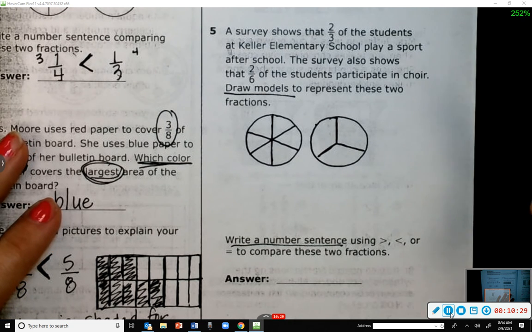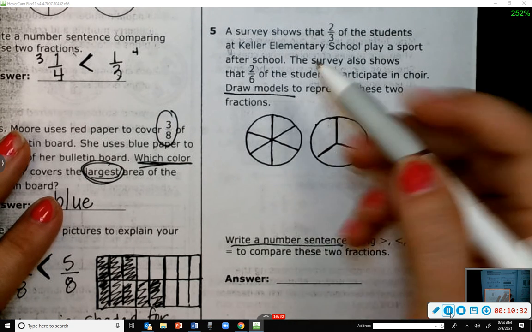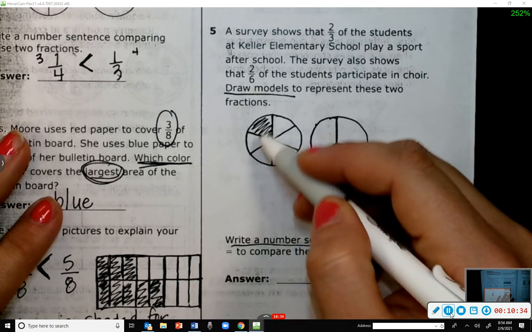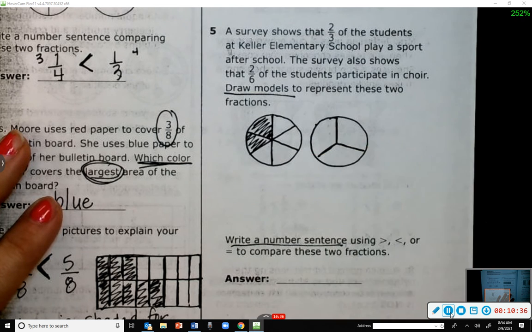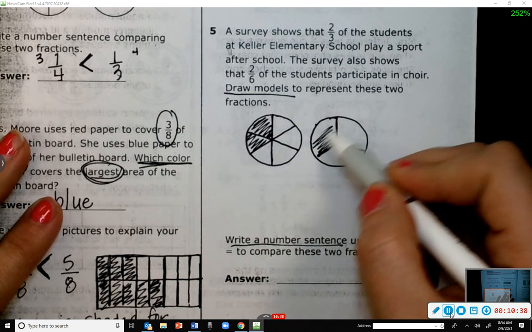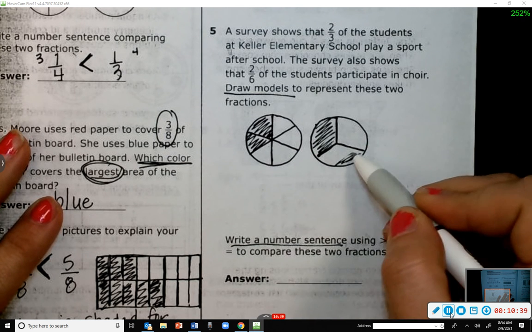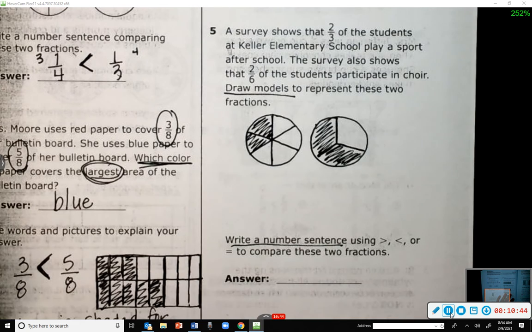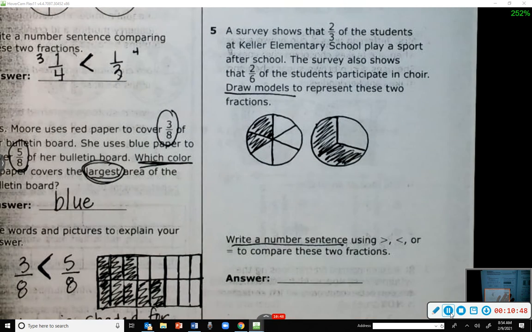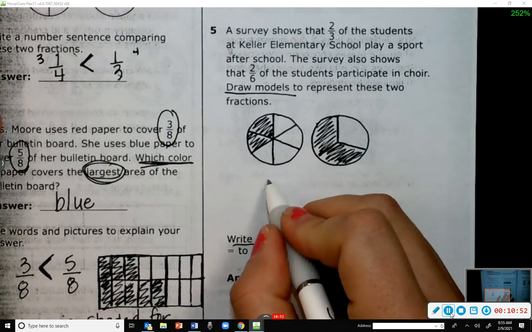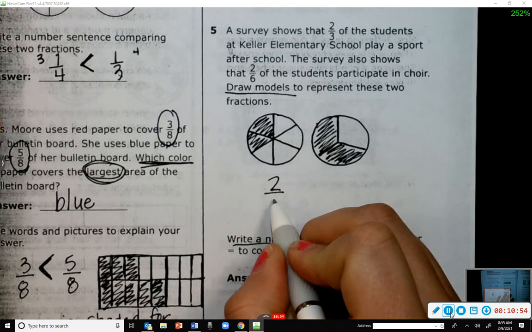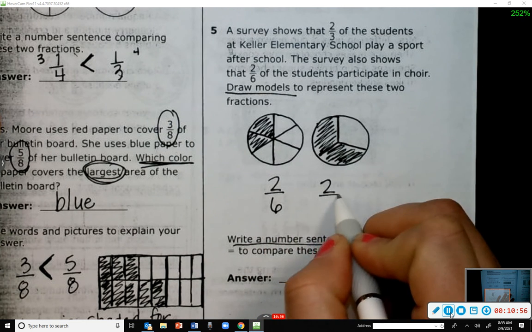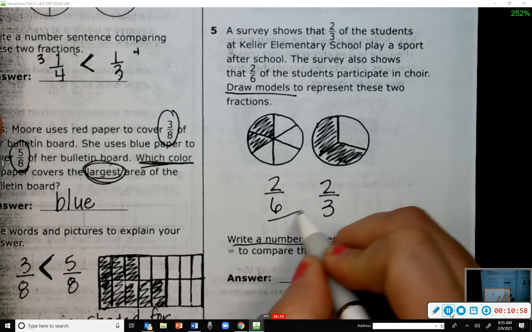Okay? So if I'm going to do 2/6, I need to shade in 2 pieces, and 2 thirds. Can I tell which one's greater? Yes. Which one? 2 thirds is bigger just by looking at the model. You also could do your backup strategy, which is 2/6, 2/3, and we cross multiply.